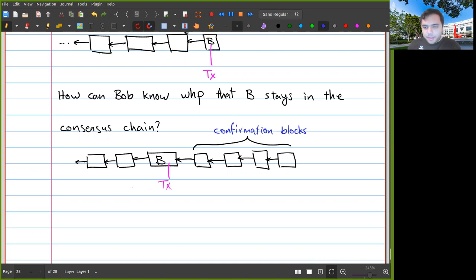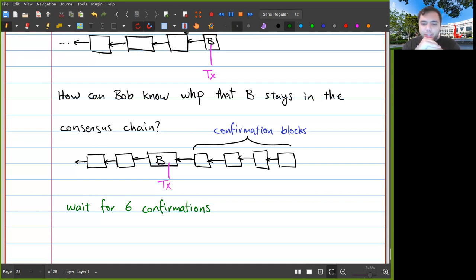Okay? So from the early days of Bitcoin, one of the rules of thumb that I don't know who invented, but everyone goes with, is to wait for 6 confirmations. Oh, and some people actually also count B itself as a confirmation. So that's questionable. Maybe B is a confirmation, maybe it's not, but anyway. So most people decide to wait for 6 confirmations.